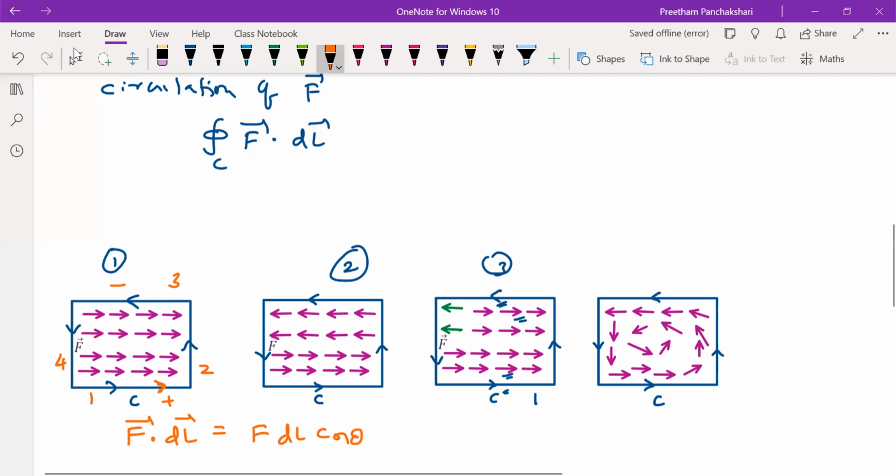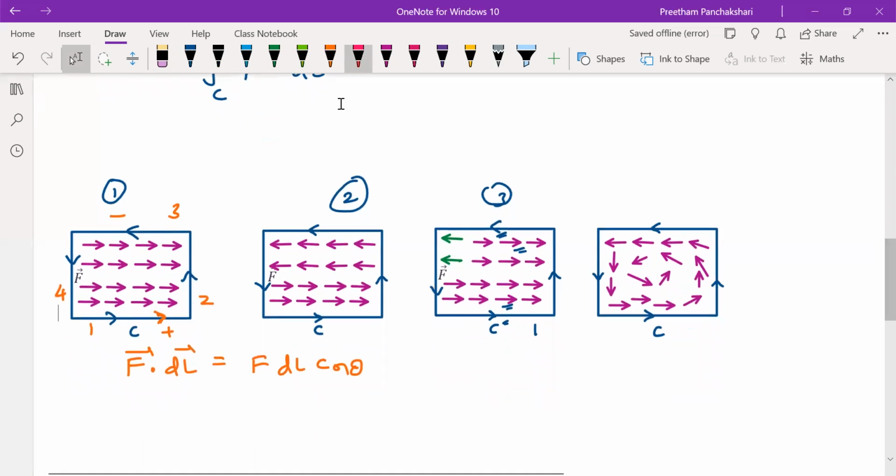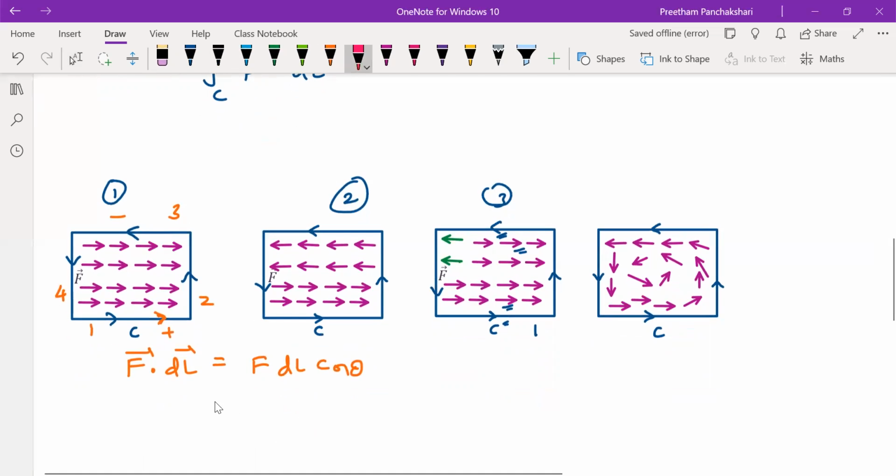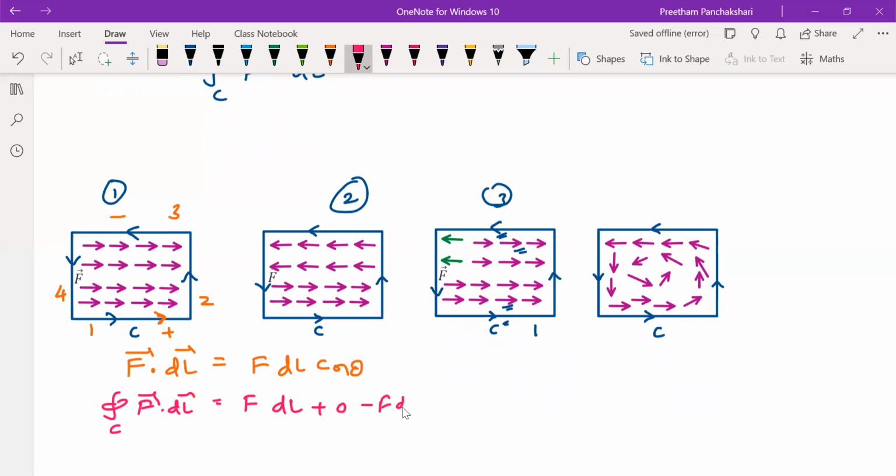So if you add all the 4 components of this force here, we can say that force on the first. So let us go for addition, which can be implemented using the integration over the closed path. On the first one, it is F dl. Second one, it is 0. And the third one, it is minus F dl. Then the fourth one is again 0. And if you add all of them, it's going to be 0.